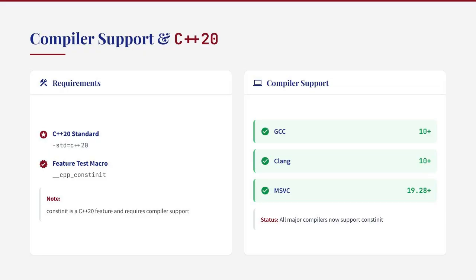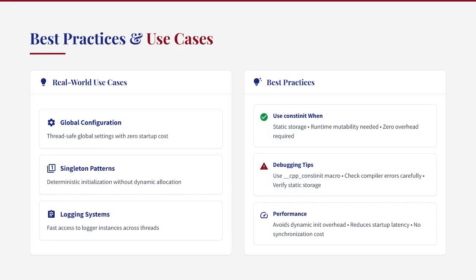It's worth noting that compiler support may vary in earlier versions, so always check your specific compiler's documentation. Additionally, some compilers might have partial support or subtle differences in implementation, so thorough testing is recommended when first using constinit in your codebase. In real-world applications, constinit is particularly useful for global configuration objects, singleton patterns, and logging systems.